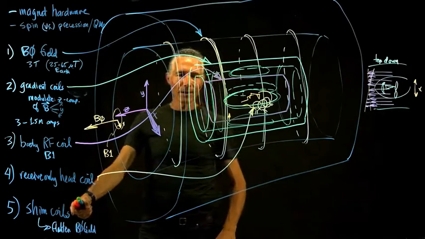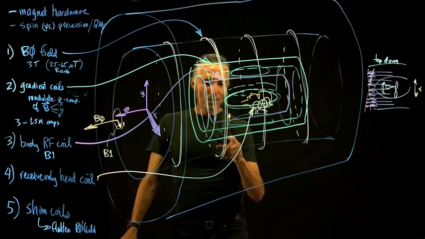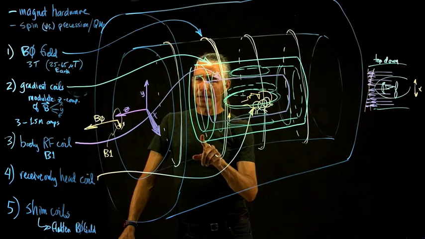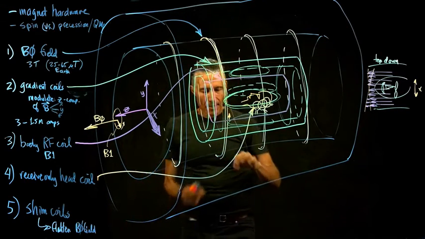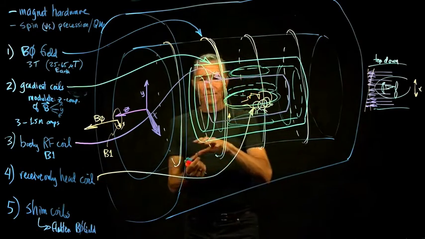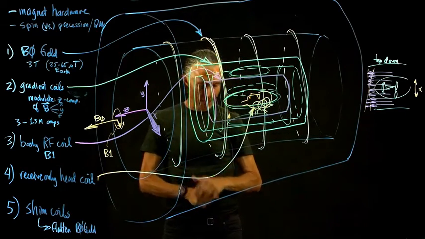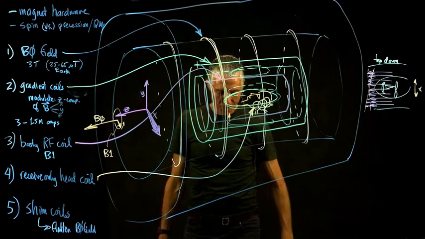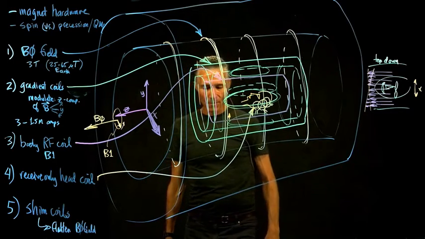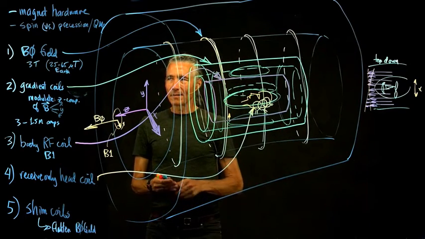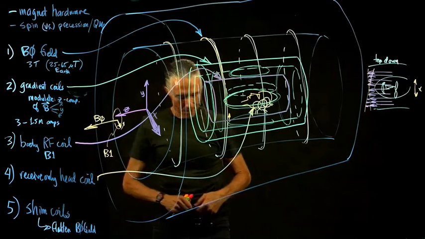And so what the shim coils do is, I won't draw them, there's another set of coils inside the gradient coils here, and you can turn them on and adjust them to try to make the field as uniform as possible after you put somebody in there. So that's called shimming. And we'll talk about that again in detail later.